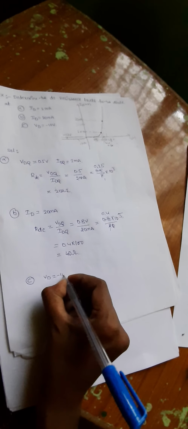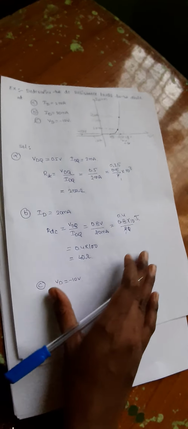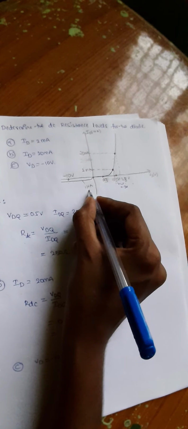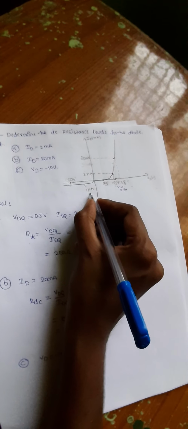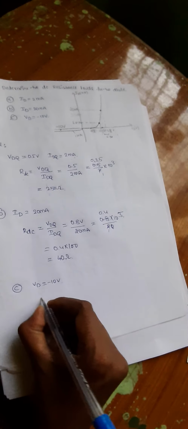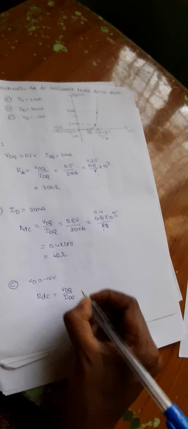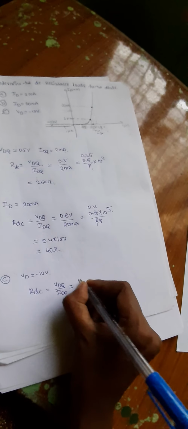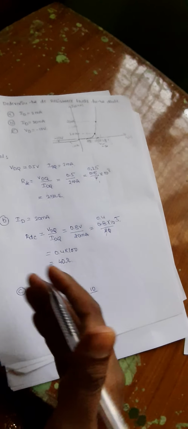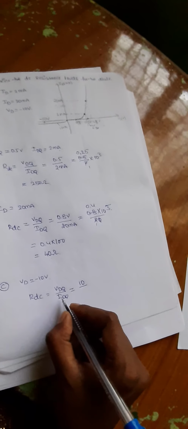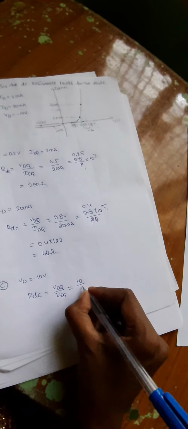Now let us consider the third one. VD is minus 10 volts, which is the reverse bias condition. For a reverse bias condition the current is given as 1 microamp. So RDC is VD by ID. The minus sign indicates the biasing, so here the junction is in reverse bias. IDQ is 1 microamp.